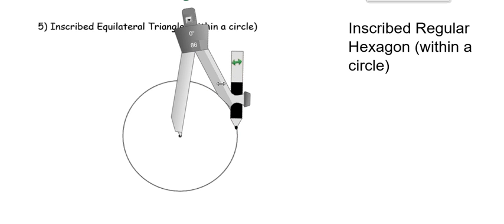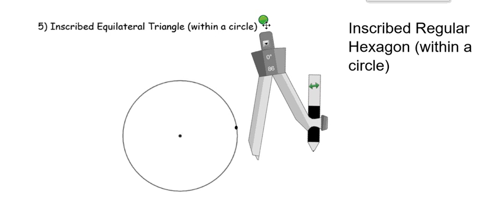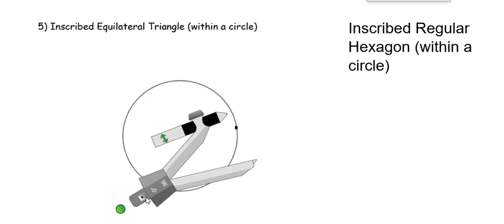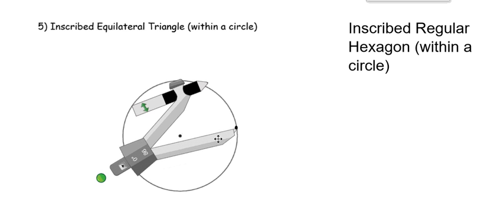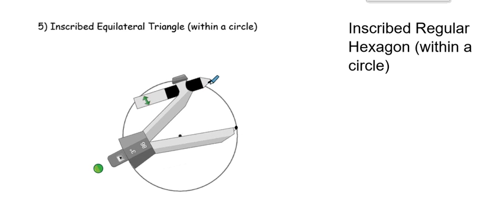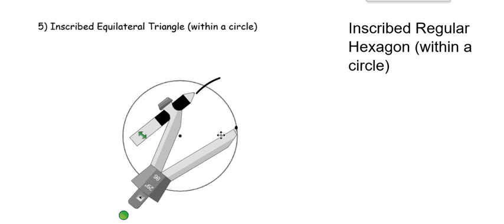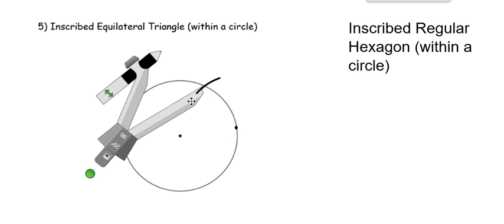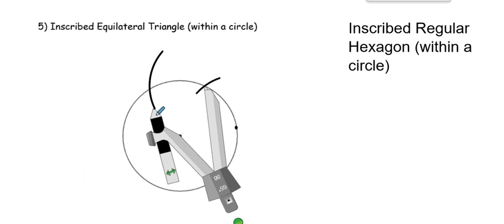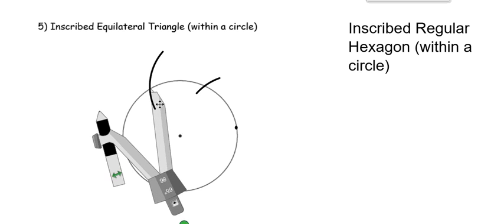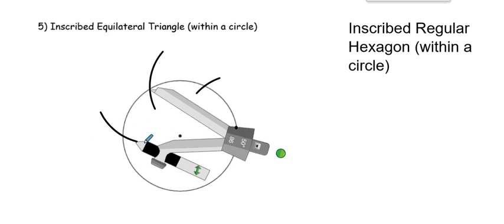Once you have measured the radius, you are then going to copy that radius around the circle. To do so, you start by placing the point of your compass on the point you have made on the circle, and you're simply going to swing an arc. Then you're going to do the same exact process by moving the point of your compass to that arc you created. And again, swing another arc to show the radius. You're going to continue this process all the way around the circle.